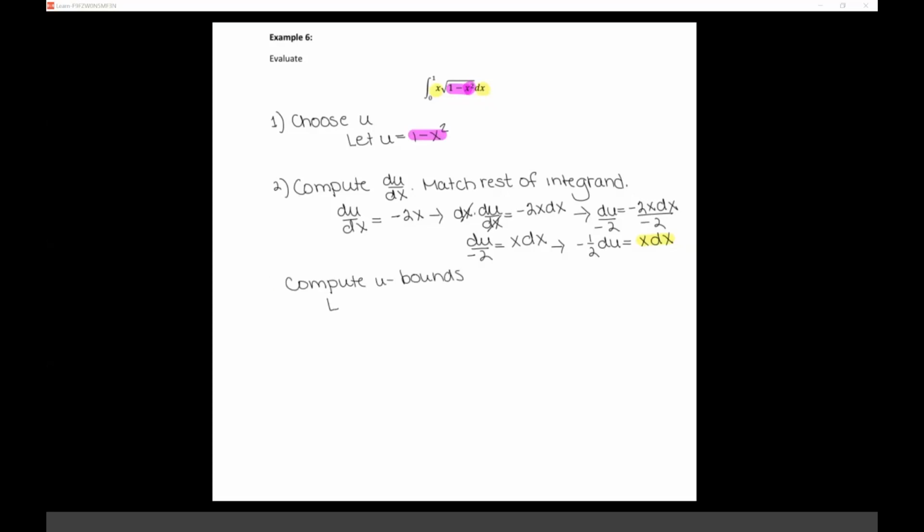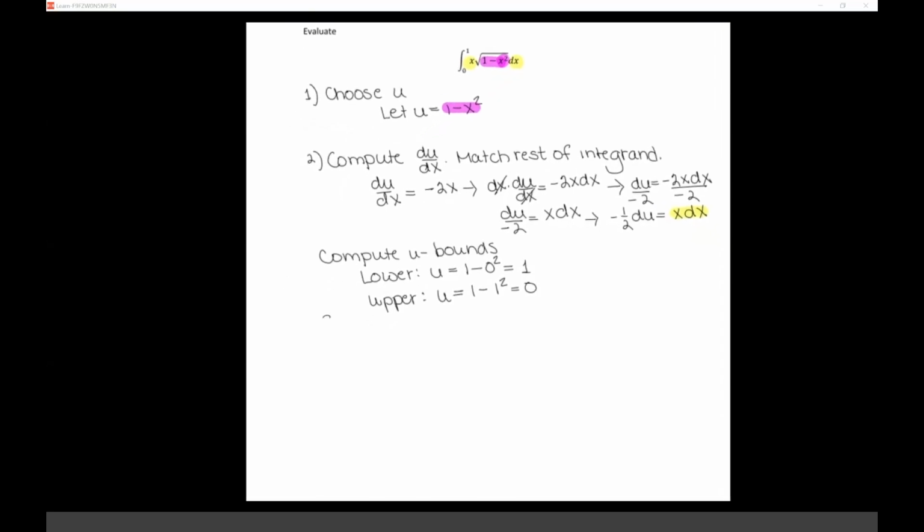All right, so my lower u bound is going to be u equals 1 minus, my lower bound was 0 before. So I have 1 minus 0 squared. I'm just substituting it into my expression for u, which gives me a new lower bound of 1. And then I have my upper bound, which is x equals 1. So that's 1 minus 1 squared, which is 0. Yes, I know they're backwards. Don't worry about it. It'll all work out.